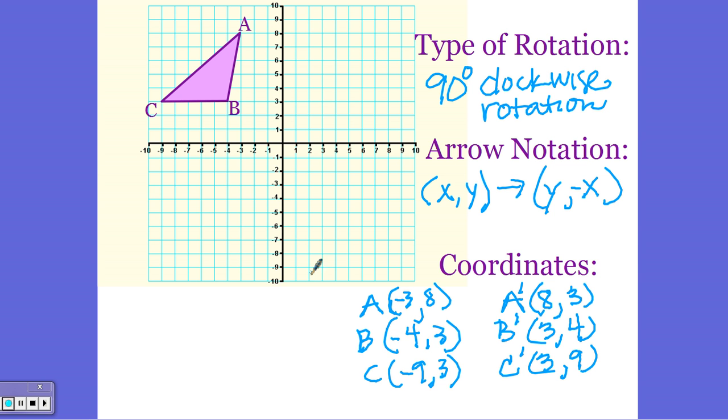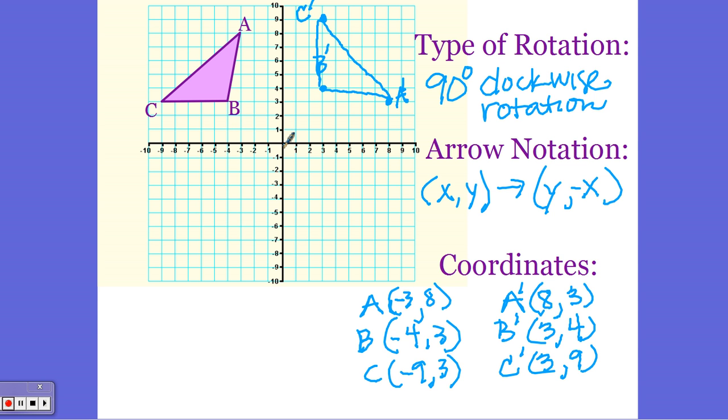3 is now first. So now A prime, sorry, should be at 8, 3. B prime should be at 3, 4. And C prime should be at 3, 9. Here, sorry about my unstraight lines, is our new triangle. That's our rotation 90 degrees clockwise.